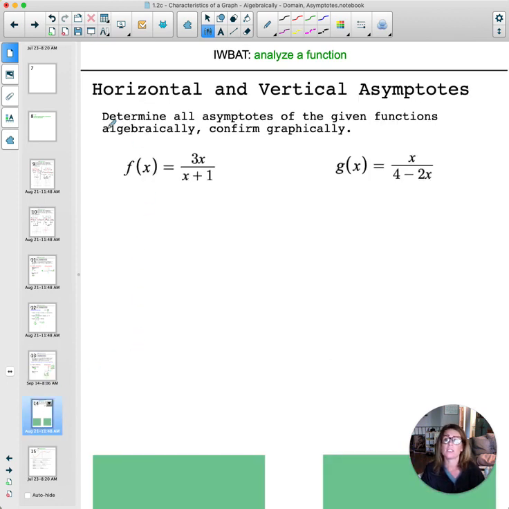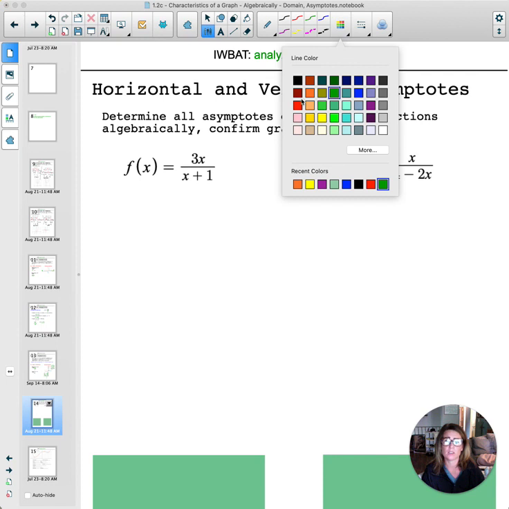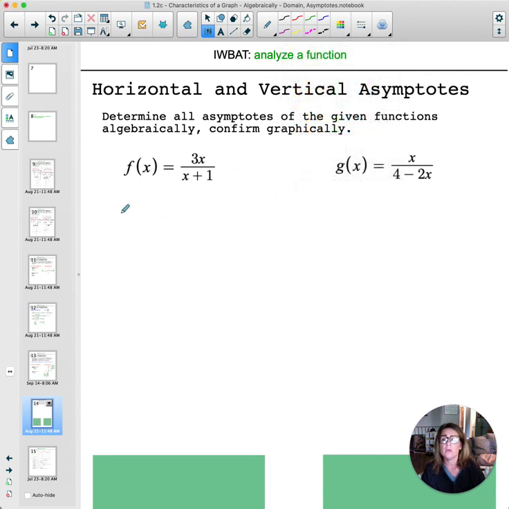So let's take a look at two of these. Let's determine the asymptotes here. Let's do the horizontal asymptote first. That has to do with the degree on top and the degree on bottom. Your horizontal asymptote is a y equals line. You need to write that. This is a line, it's not just a number. You can't just tell me 3. You need to tell me y equals 3.